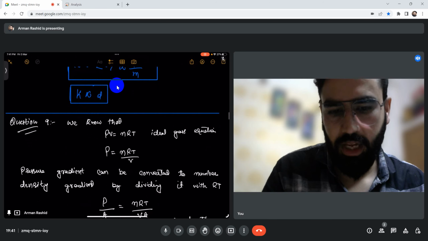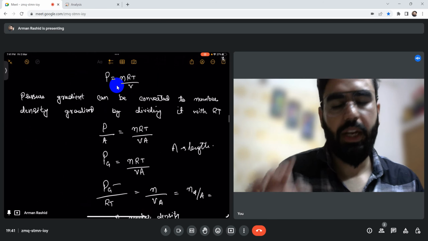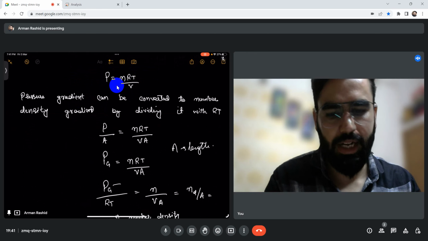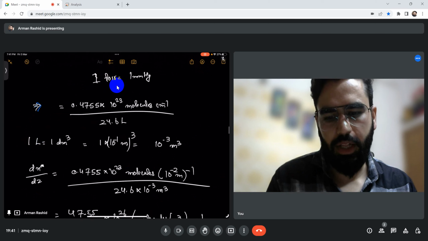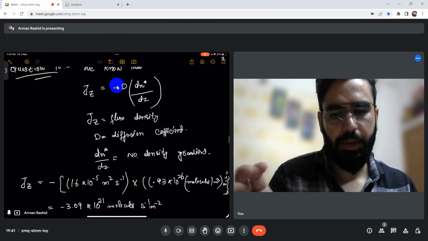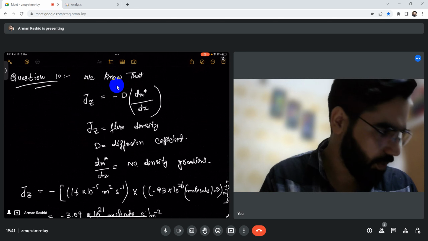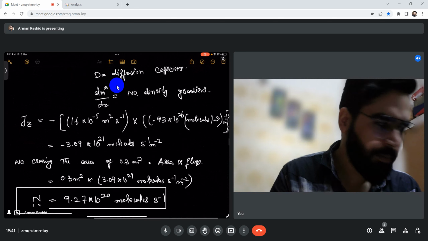Then we had how we can convert a pressure gradient into a number gradient. We have used the ideal gas equation and then we calculated. Then using that pressure gradient, we had to calculate the flux density, how much amount of heat is flown from one form to another form using this.